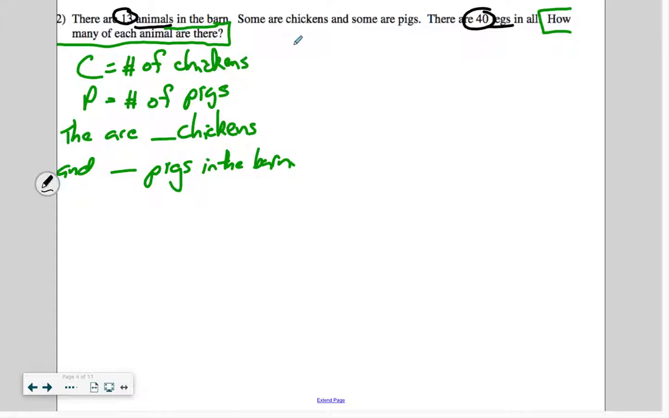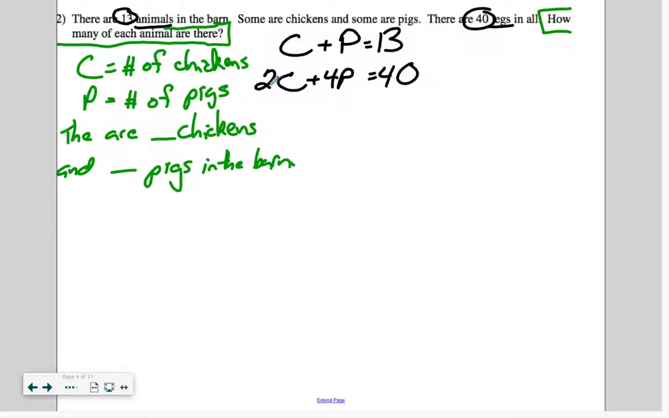All right, so here we have C is the number of chickens and P is the number of pigs. When I add them up, that's supposed to add up to 13. That's one true statement from this information. We also talk about the number of legs. We know that there's 40 legs in there. Well, each chicken has 2 legs. So take the number of chickens, multiply it by 2 to get the number of legs. And each pig has 4 legs. So take P, the number of pigs, and multiply it by 4. That'll get you your number of pig legs. When you combine the chicken legs and the pig legs, you get 40 legs.